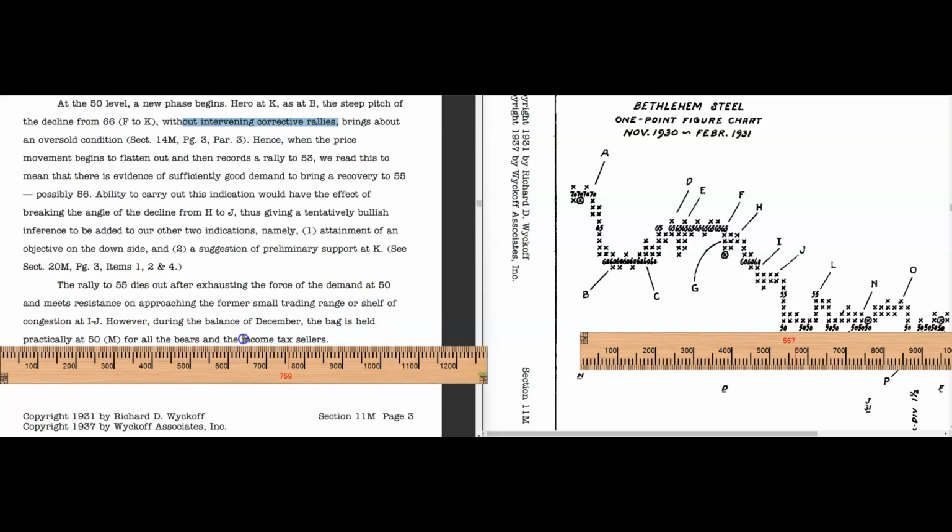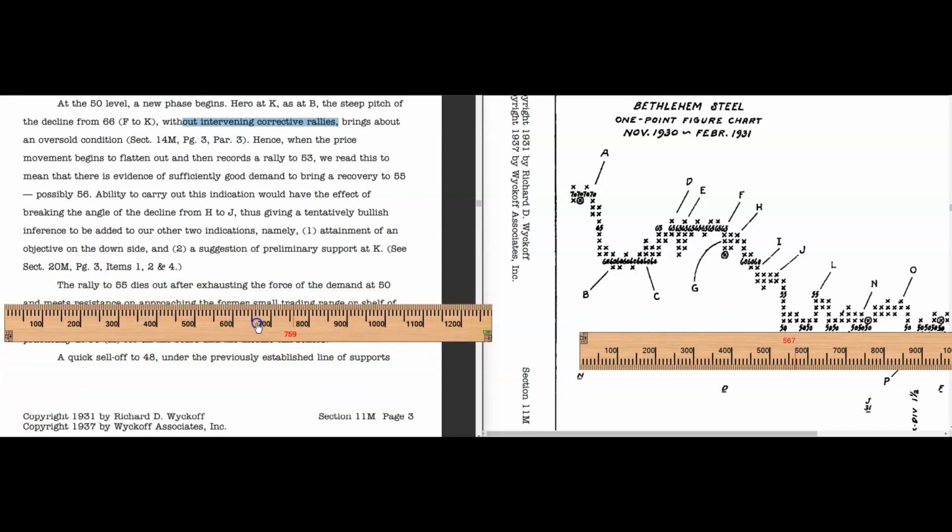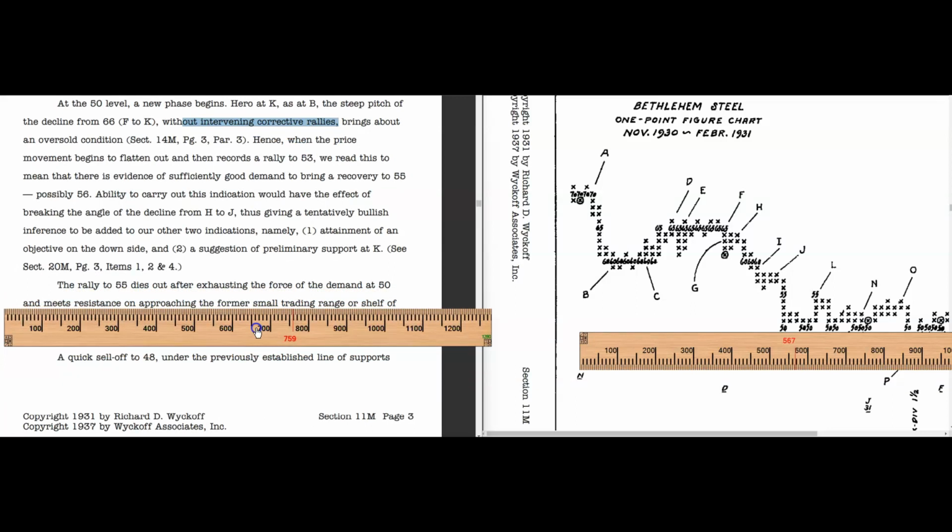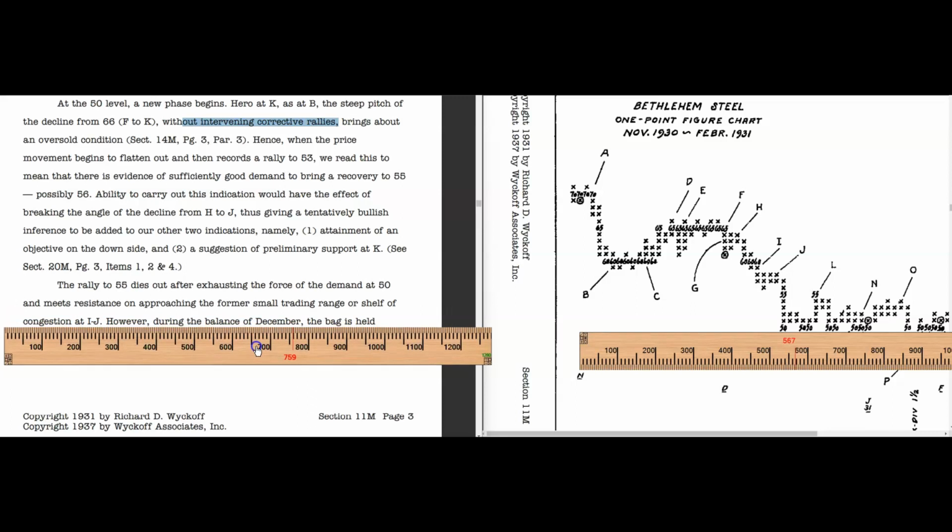All right, the rally to 55 dies after exhaustion, the force of demand at 50, and meets resistance on approaching the former trading range or shelf of congestion IJ. I mean, it's a break and test. Like over here, you have a little range, and you have a break, and it comes back to 55, which is what? The breakdown. So that's all it is. That little congestion area, it breaks it and tests it.